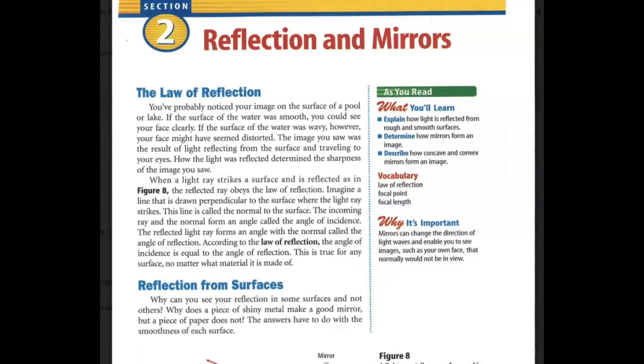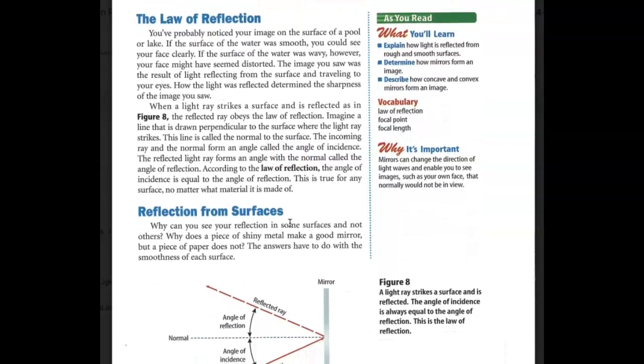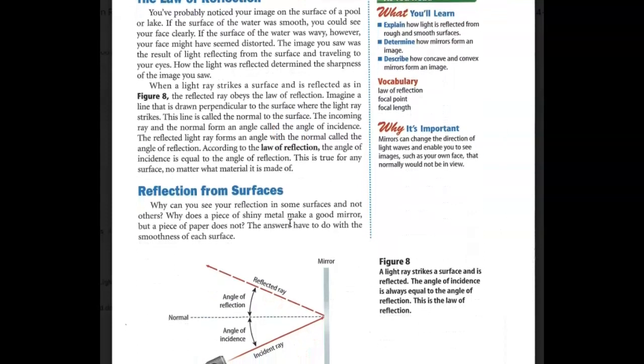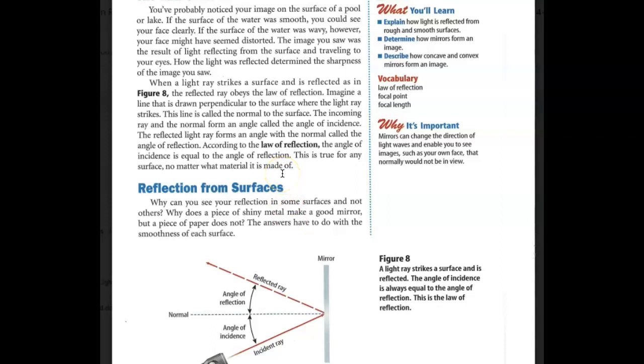How was the light reflected? The smoothness of the surface determined the sharpness of the image you saw. When a light ray strikes a surface and is reflected, as in figure 8, the reflected ray obeys the law of reflection. Imagine that a line is drawn perpendicular to the surface where the light ray strikes.